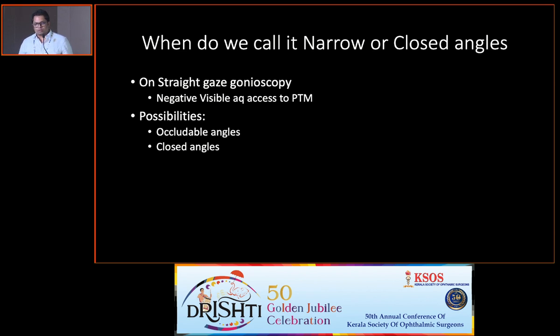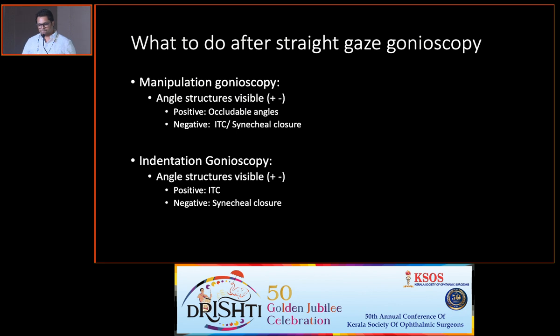When do we call it narrow or closed angles? On straight gaze gonioscopy, if you see no visible aqueous access to the posterior trabecular meshwork, we can call it narrow or closed. So the possibilities are either it is occludable angles or closed angles. So what do we do when the straight gaze gonioscopy is not showing angle structures? Then we should do a manipulative gonioscopy, where we try to see over the hill. So if you're able to see the angle structures, that means it is an occludable angle. If you're not able to see, it could either mean there is an iridotrabecular contact or a synechial closure.